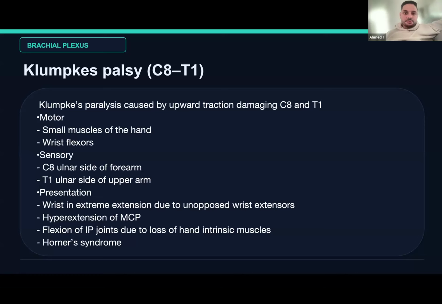The other one is Klumpke's palsy. This is C8 to T1 and results in clawing of the hand, affecting the muscles of the hand and the wrist flexors, and the ulnar side of the arm and forearm. So they're always in extreme hyperextension of the metacarpophalangeal joints and the wrist, and flexion of the interphalangeal joints.